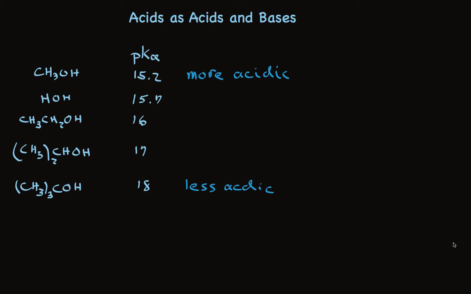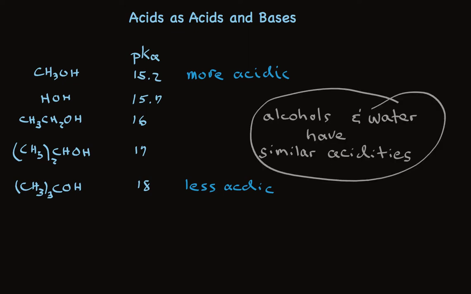You see methanol is at the top, it's more acidic, and tertiary butyl alcohol is at the bottom, it's less acidic. But you see the differences aren't great, especially ethyl alcohol and methyl alcohol compared to water. So our bottom line, if alcohols and water have similar acidities, then when an alcohol is put together with a base like sodium hydroxide, an equilibrium is established.